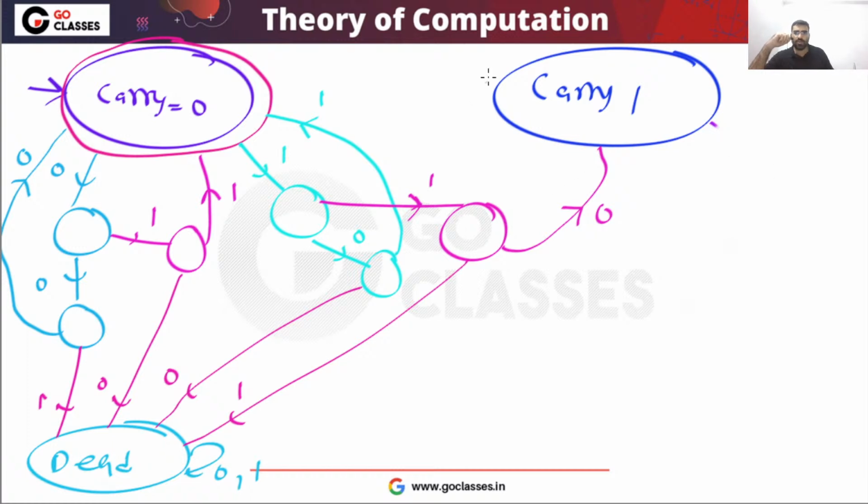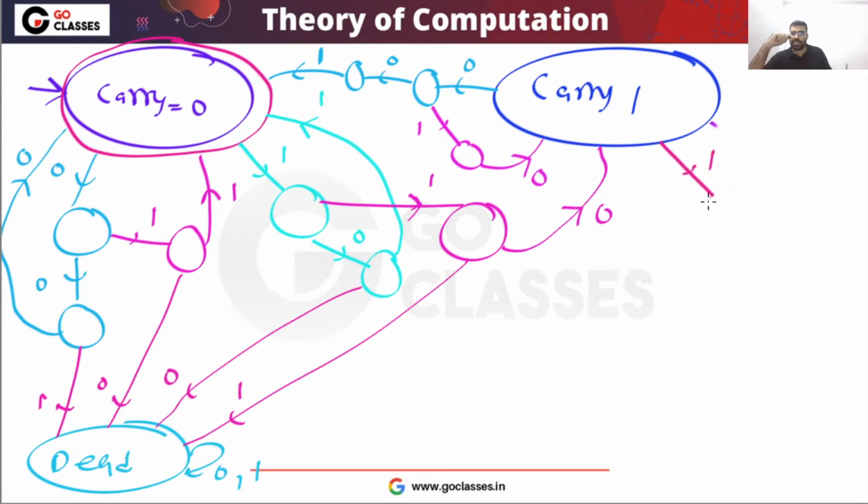So this is what I will do. In this state, if 0 comes and then again 0 comes, then the next symbol must be 1, and I will go to the carry 0 state. After 0, if 1 comes, then the next symbol must be 0, and I will go to the carry 1 state.